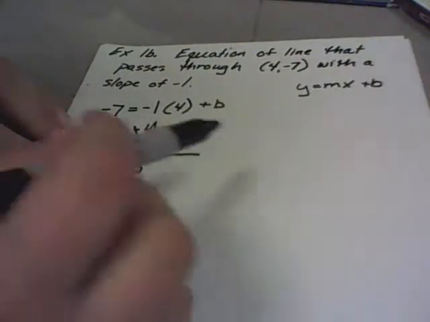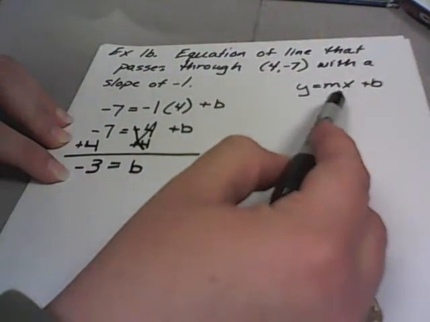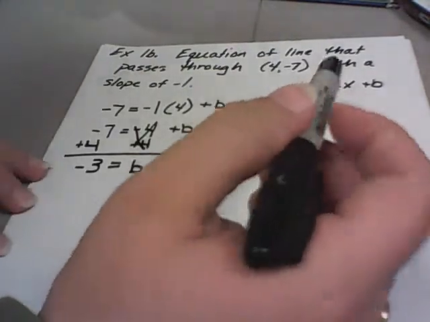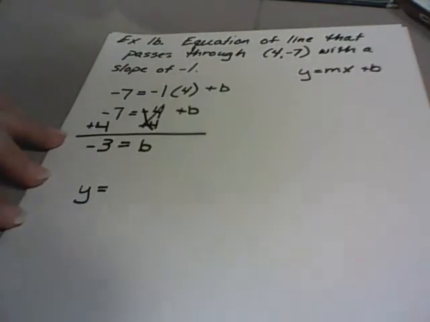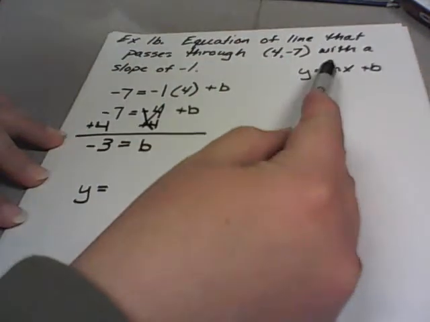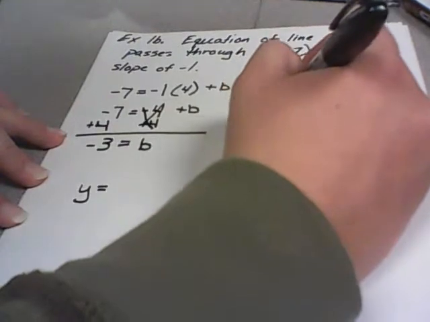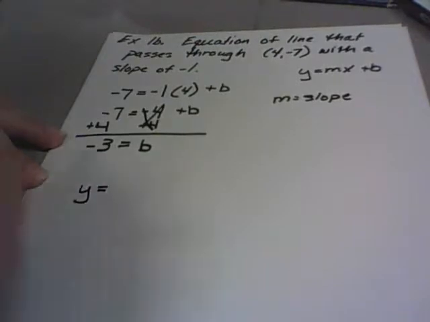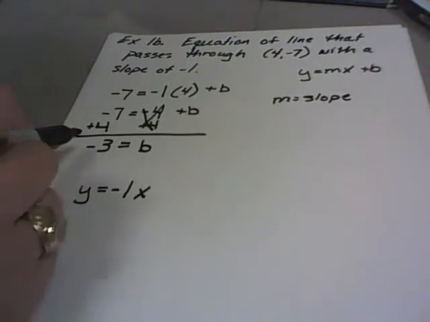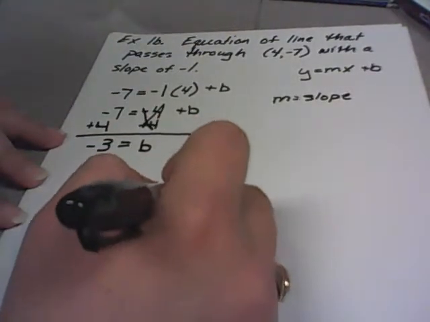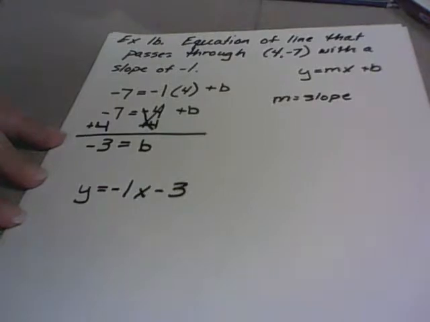So I'll now use this to plug back into my formula up here so that I may write the equation of the line. Okay, so I keep my y equals for my equation, and then my m, which stands for my slope. M is equal to slope. And they tell me that it is -1. So I can put -1 and then x, and then I'm going to plug in the y-intercept that I just found. So my equation would be y equals -1x minus 3.